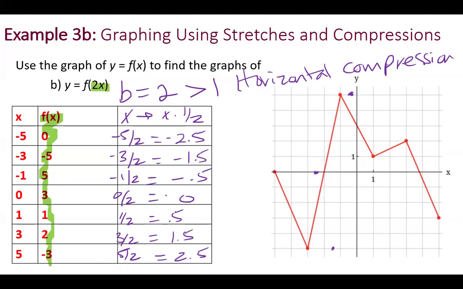And 0 is still at 3, because half of 0 is 0. Okay. Half of 1 is 0.5. Half of 3 is, and half of 2 is 1. And then half of 5 is 2.5.